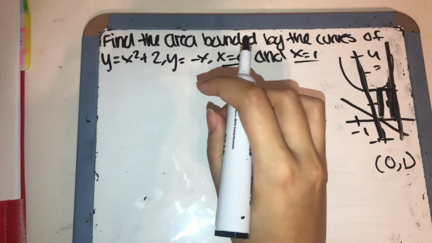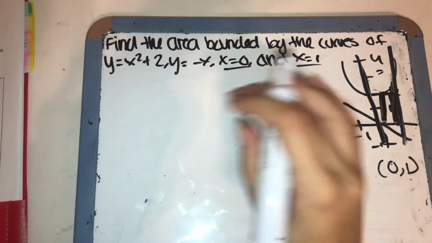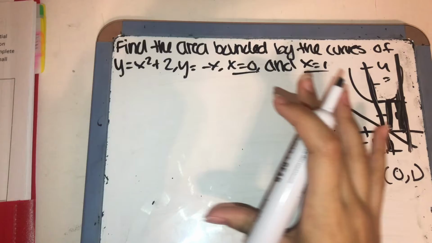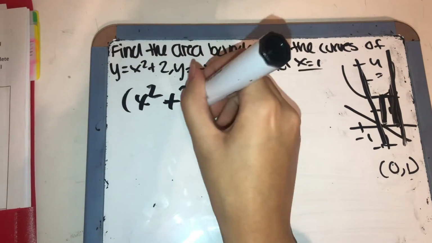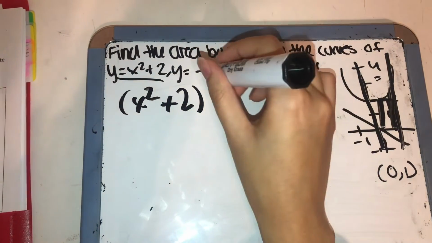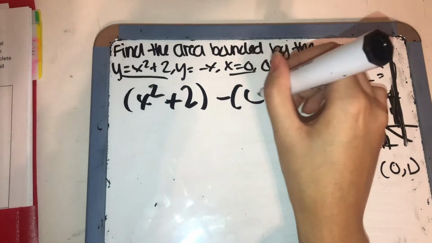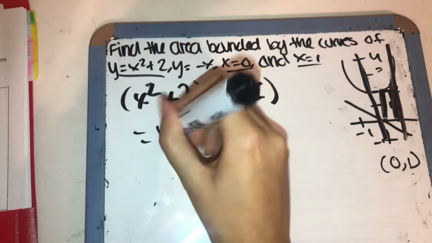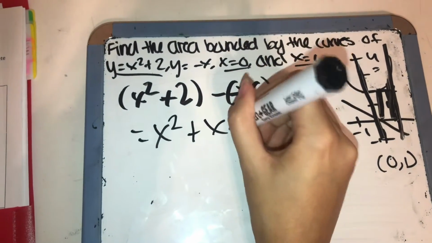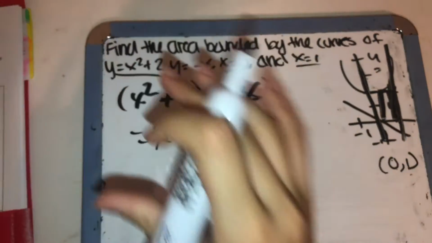Now h would equal f minus g, which would be top and bottom. So it would be x squared plus 2, as we have right here, and then minus negative x, which is plus x. Now let's make an equation of that. So it'll be x squared plus x plus 2. We're putting all the x's on one side.